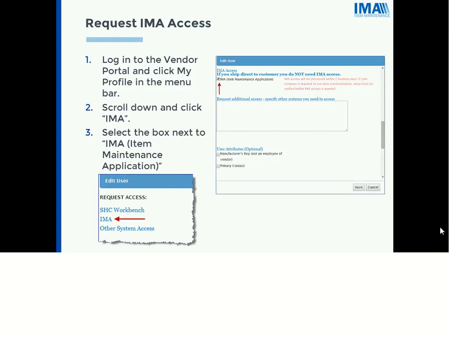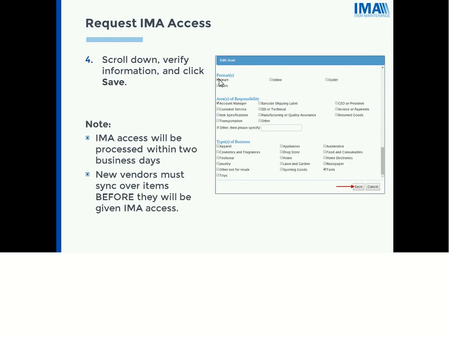And you do that by clicking My Profile in the menu bar on the vendor portal. When you do that, it's going to come up with this display box. And you scroll down and you click IMA here. And then it will display some additional information once you click IMA. And you can then select the box next to IMA Item Maintenance Application. You will then scroll down and verify this information and click Save.